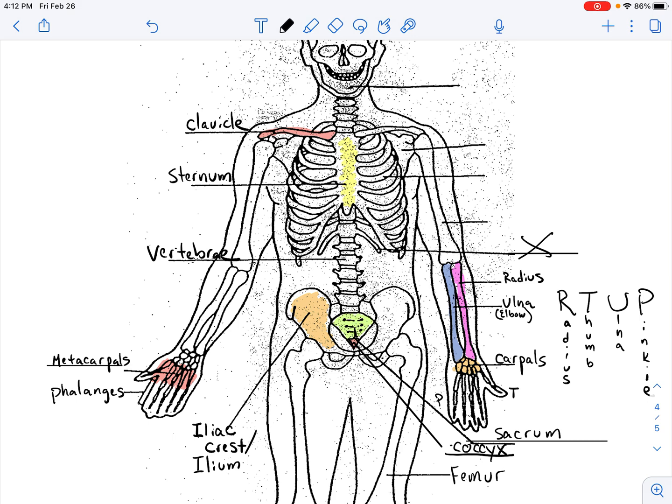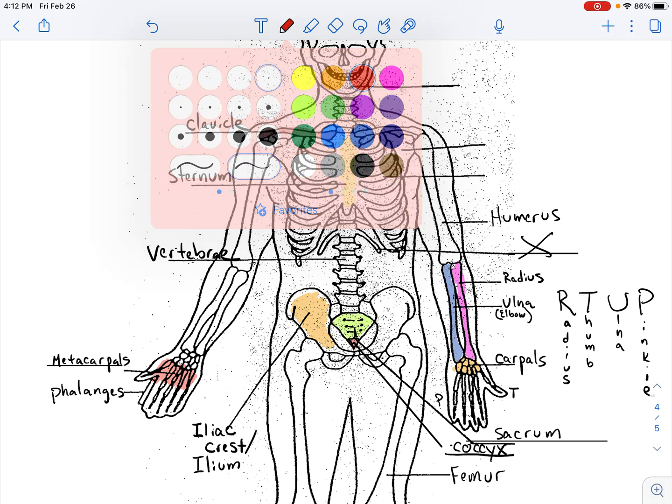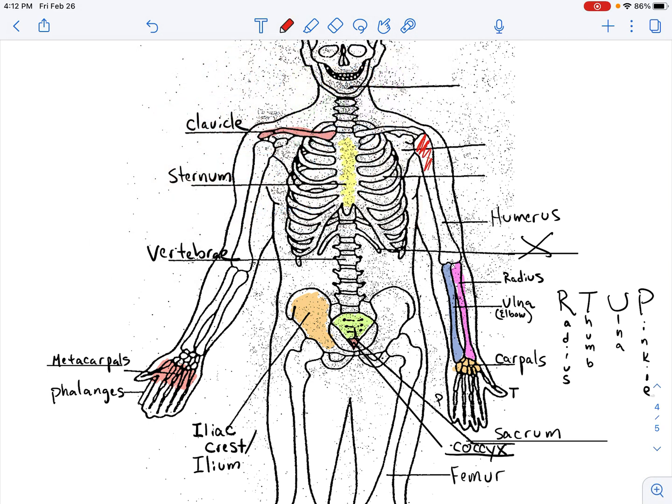Don't worry about this one. Your upper arm bone is your humerus, but not spelled the same as funny. Oh, that's not a highlighter.